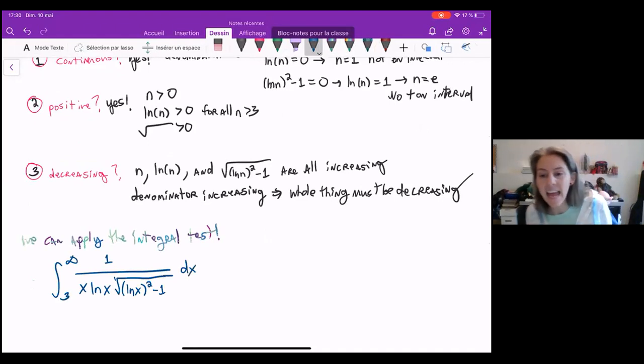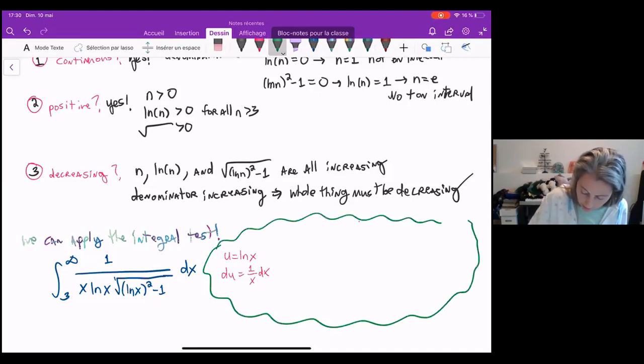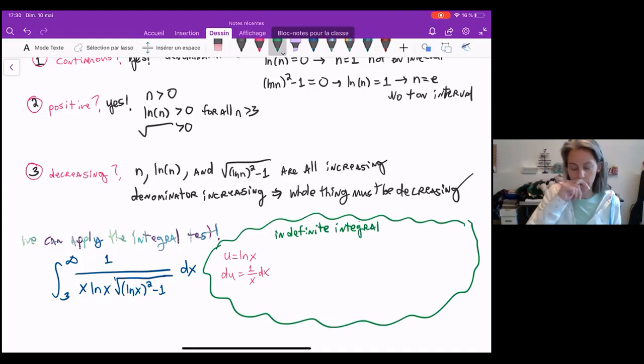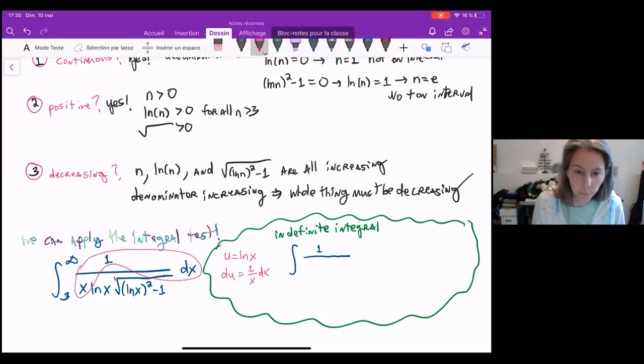And what I see is I have the derivative of ln x right there. So we're going to let u equal ln x, du equal 1 over x dx. And we're going to go off to the side and do this as an indefinite integral, so that we can ignore the bounds for a moment. So we'll end up with the integral of 1 over, well, that 1 over x right there became my du. And so then this is just 1 over u, the square root of u squared minus 1 du.